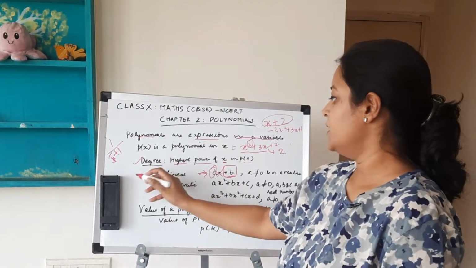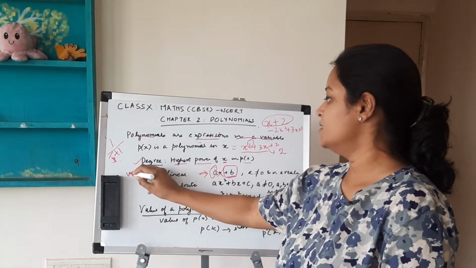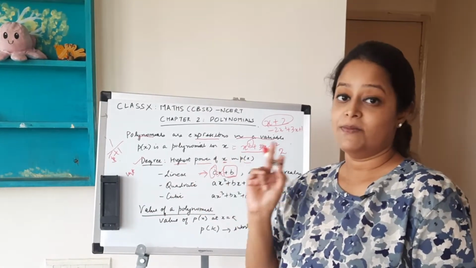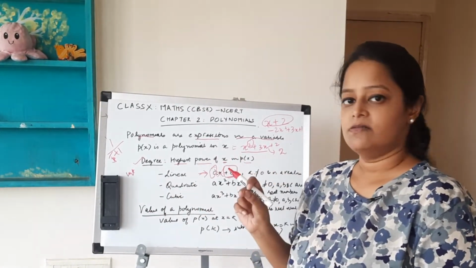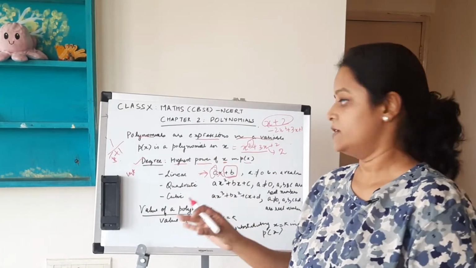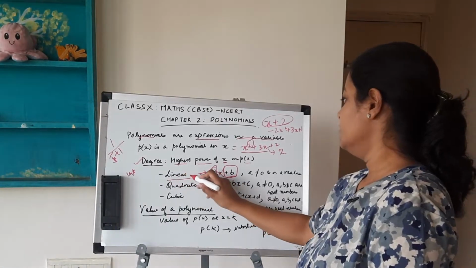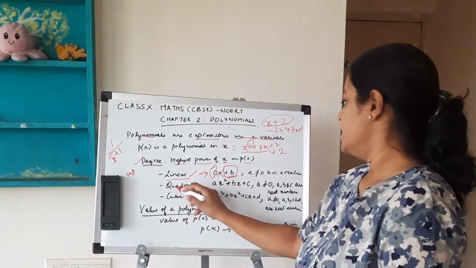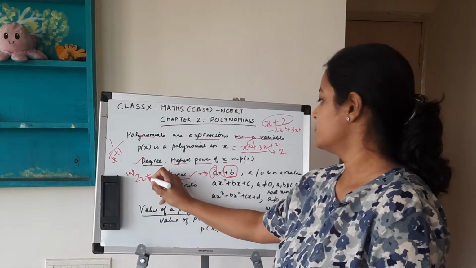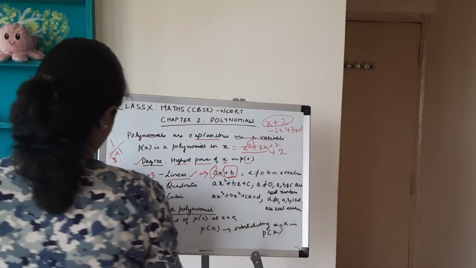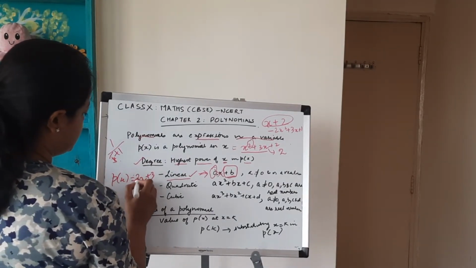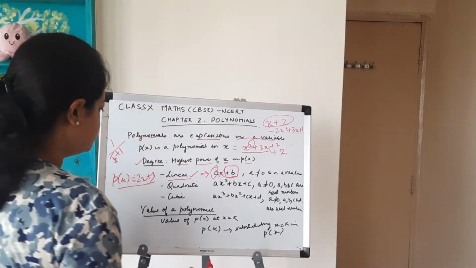So a real number could be anything. As we covered in our previous class, it could be an integer, a whole number but not 0, a natural number, a rational number, whatever it is. So that's what a linear polynomial is. An example, as I said earlier, could be 2x plus 3. So p(x) equal to 2x plus 3 is a linear polynomial.